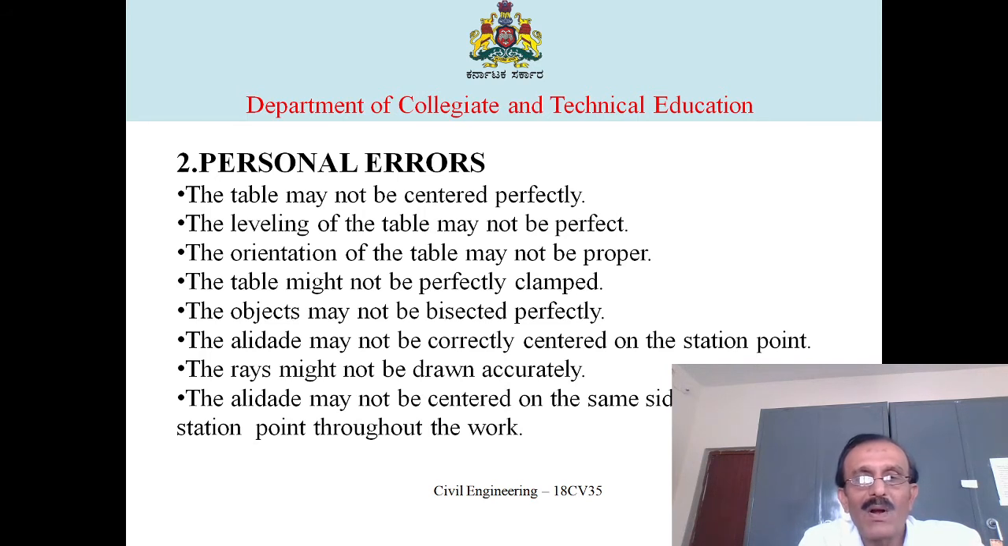The alidade may not be correctly centered on the station point. The rays might not be drawn accurately. While drawing the rays or the resectors, if you are not drawing them properly, then definitely there will be a discrepancy. The alidade may not be centered on the same side of the station point throughout the work. If the alidade is not centered on the same side, then you will get some error in drawing the rays.